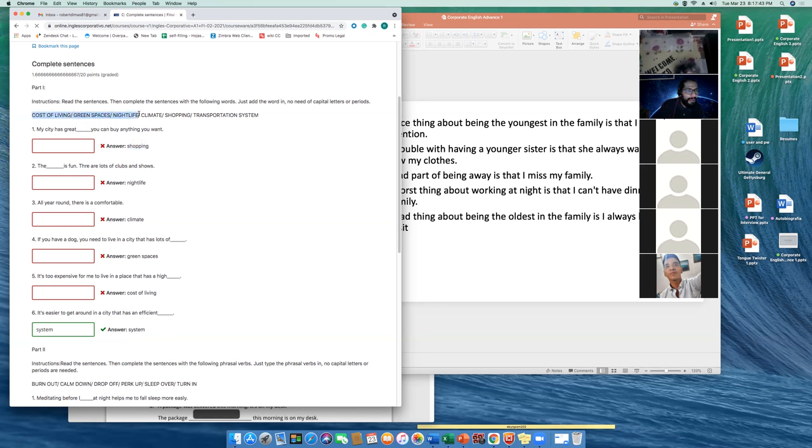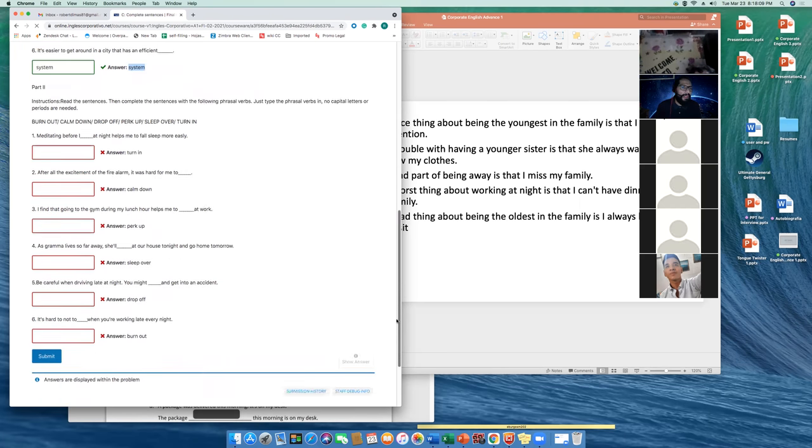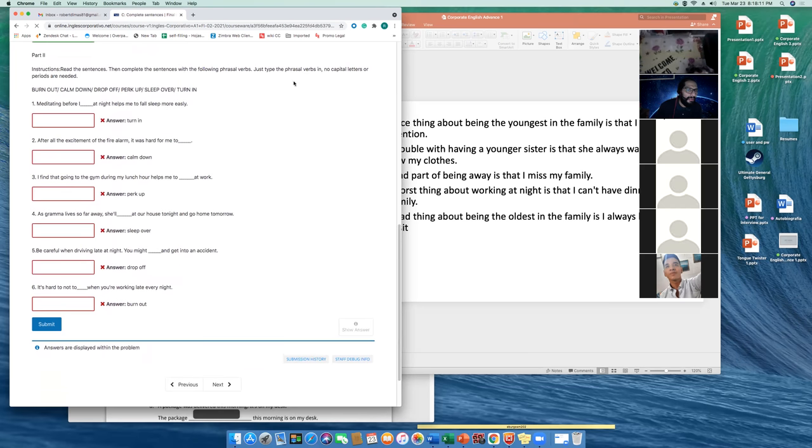Now the answers are provided at the very top. We found that cost of living, let me see. Ah, you see cost of living is there. Green spaces is also there. The only one that was missing a portion was transportation system, and that's the way they have it set up. Shopping, nightlife, climate, green spaces, cost of living, and then systems. And part two also has something along the lines, but this one, I think it's all correct.